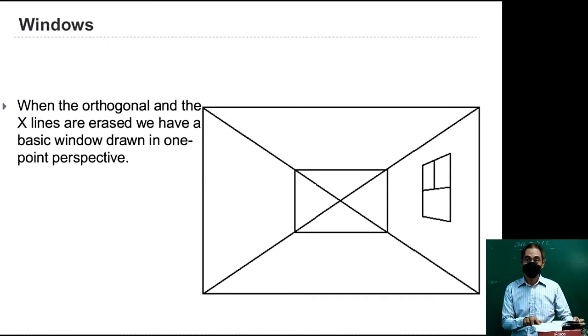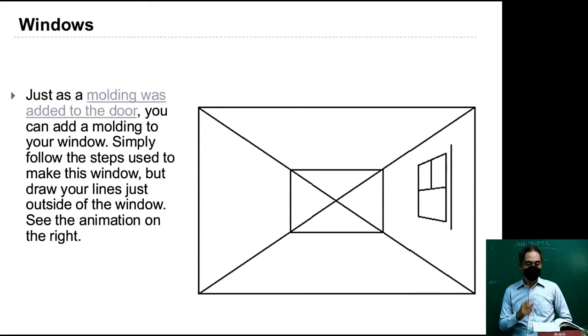When the orthogonal and the X lines are erased, we have a basic window drawn in one-point perspective. Now you want to add a molding. You can add a molding to your window. Simply follow the steps used to make this window, but draw your lines just outside the window.